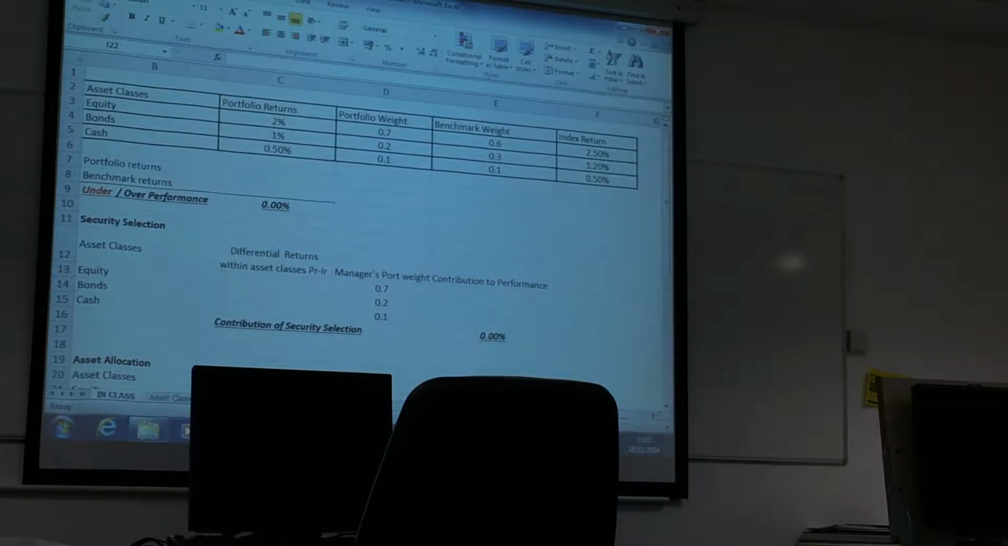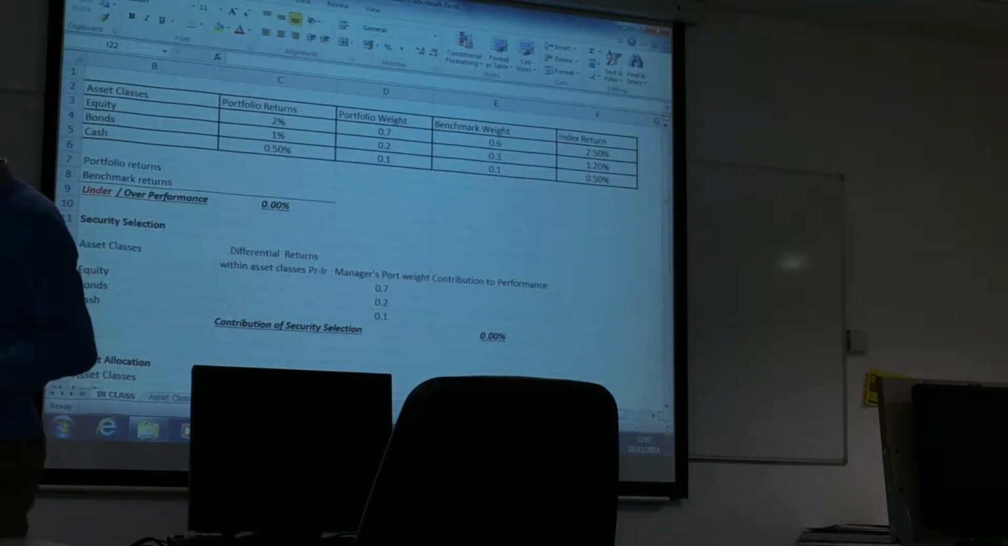What do you times together? Returns and weight. Returns and weight, thank you. So that's quite simple. To work out any returns in a portfolio, you simply times the weight of that asset or that equity times its return.